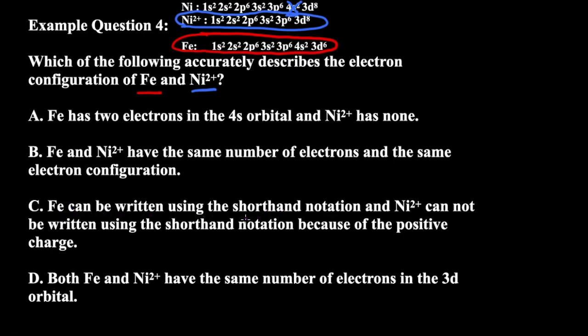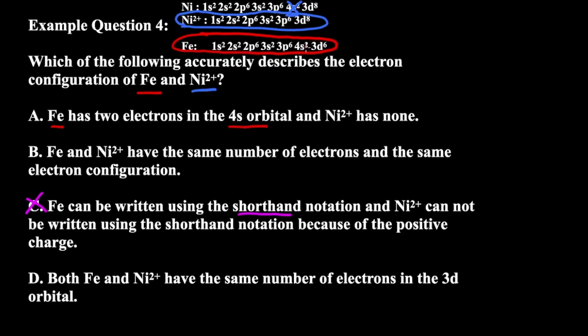We can use the shorthand notation for both of these. And so C would be out. And so now what we're going to do is look at these answer choices, and we can see here that if Fe has 2 electrons in the 4s orbital, let's see if that's right.